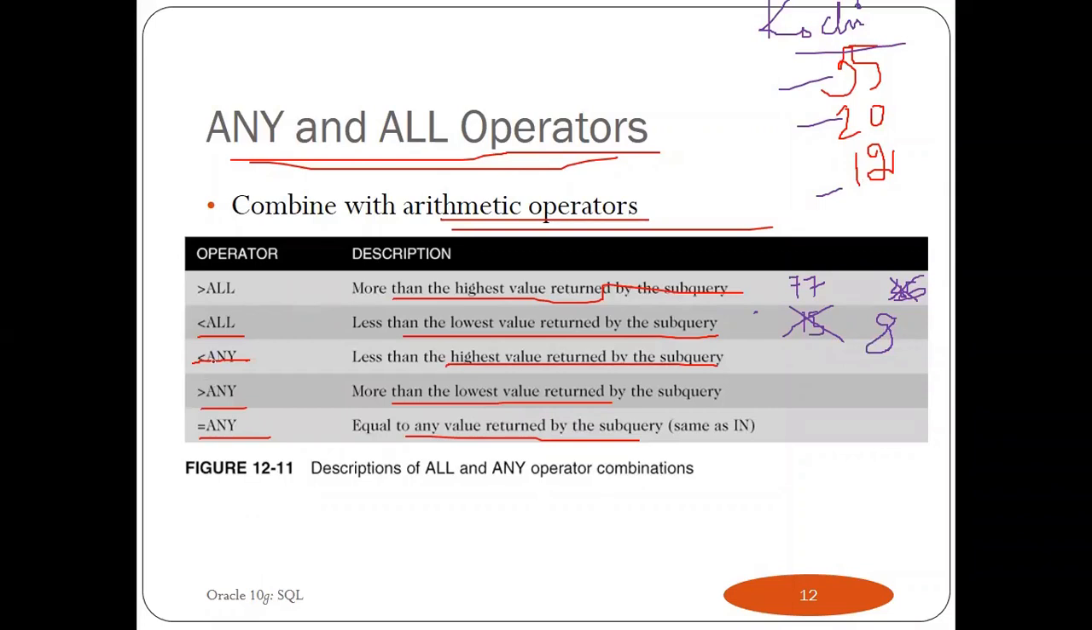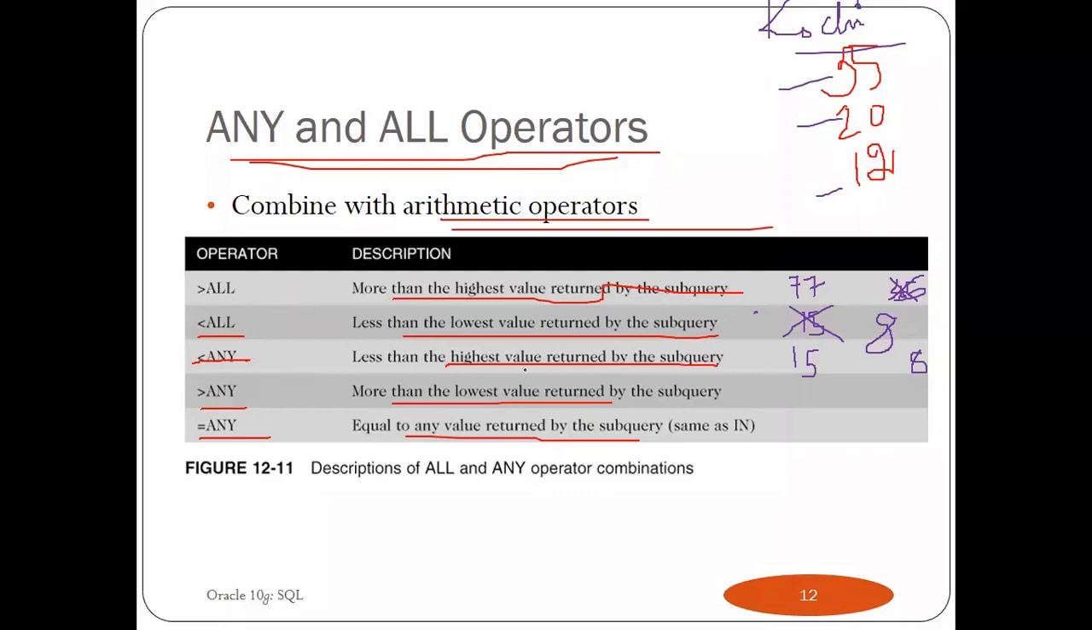Now let's find out what ANY means. Less than ANY: imagine you have a number called 15. It should be less than any value here, less than either 55, or less than either 20, or less than either 12. That is why they say it should be less than the highest value. Very simple, check whether it is less than 55. Yes, it will qualify. Imagine you have a number called 8. Less than ANY value, 8 will also qualify.